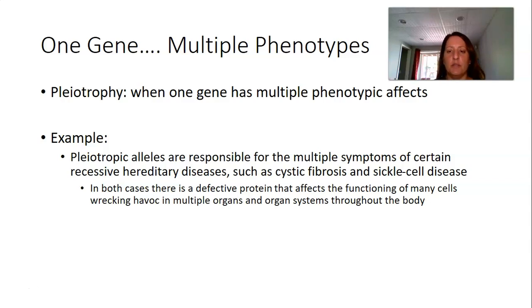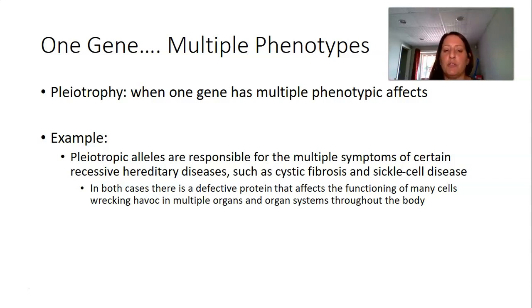So the first is pleiotropy. So when Mendel did his studies, one gene controlled one trait, right? So the flower color gene controlled flower color. Well, that's not the case with every gene. Sometimes one gene has multiple phenotypic effects. So instead of affecting one phenotype, it actually affects multiple phenotypes. Okay, so again, that's called pleiotropy. One gene, multiple phenotypic effects.